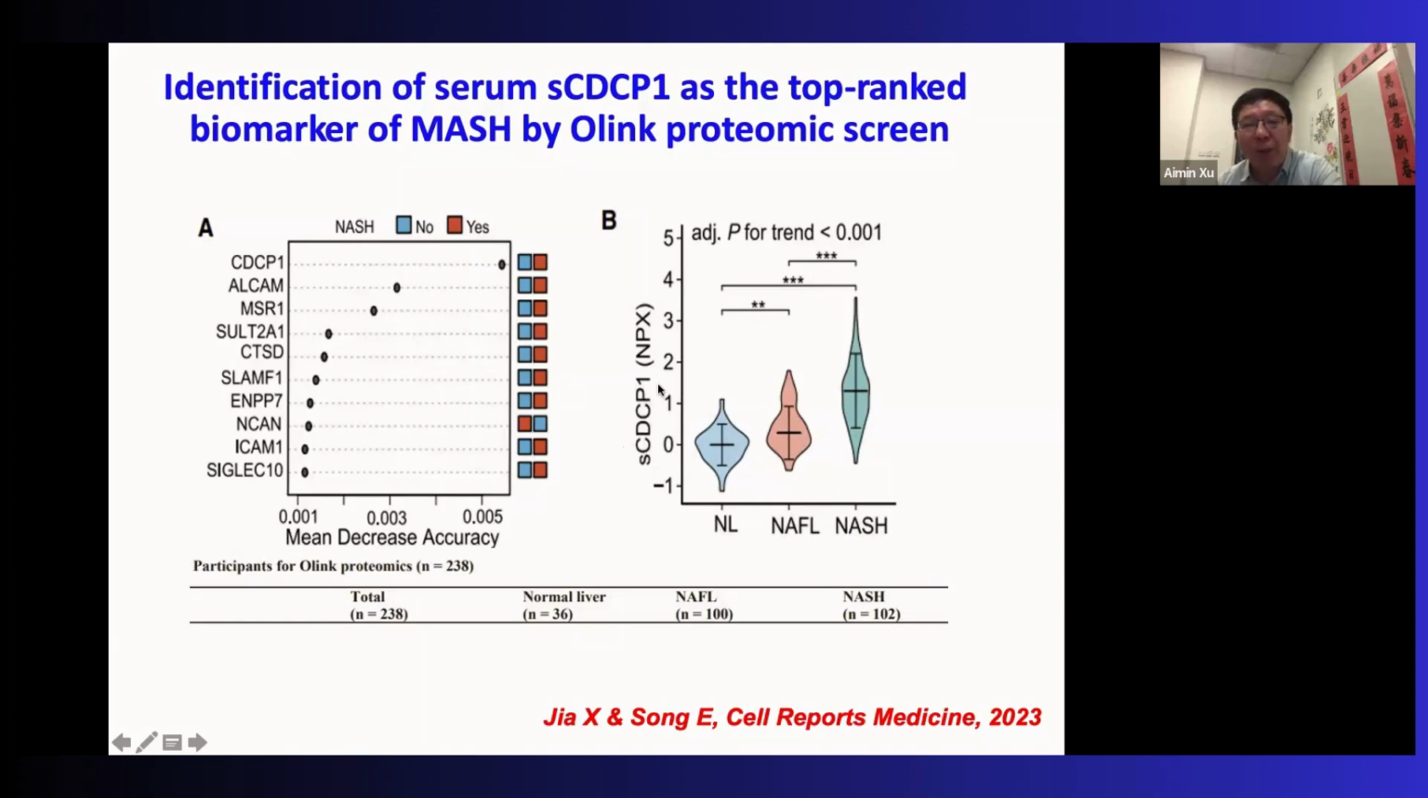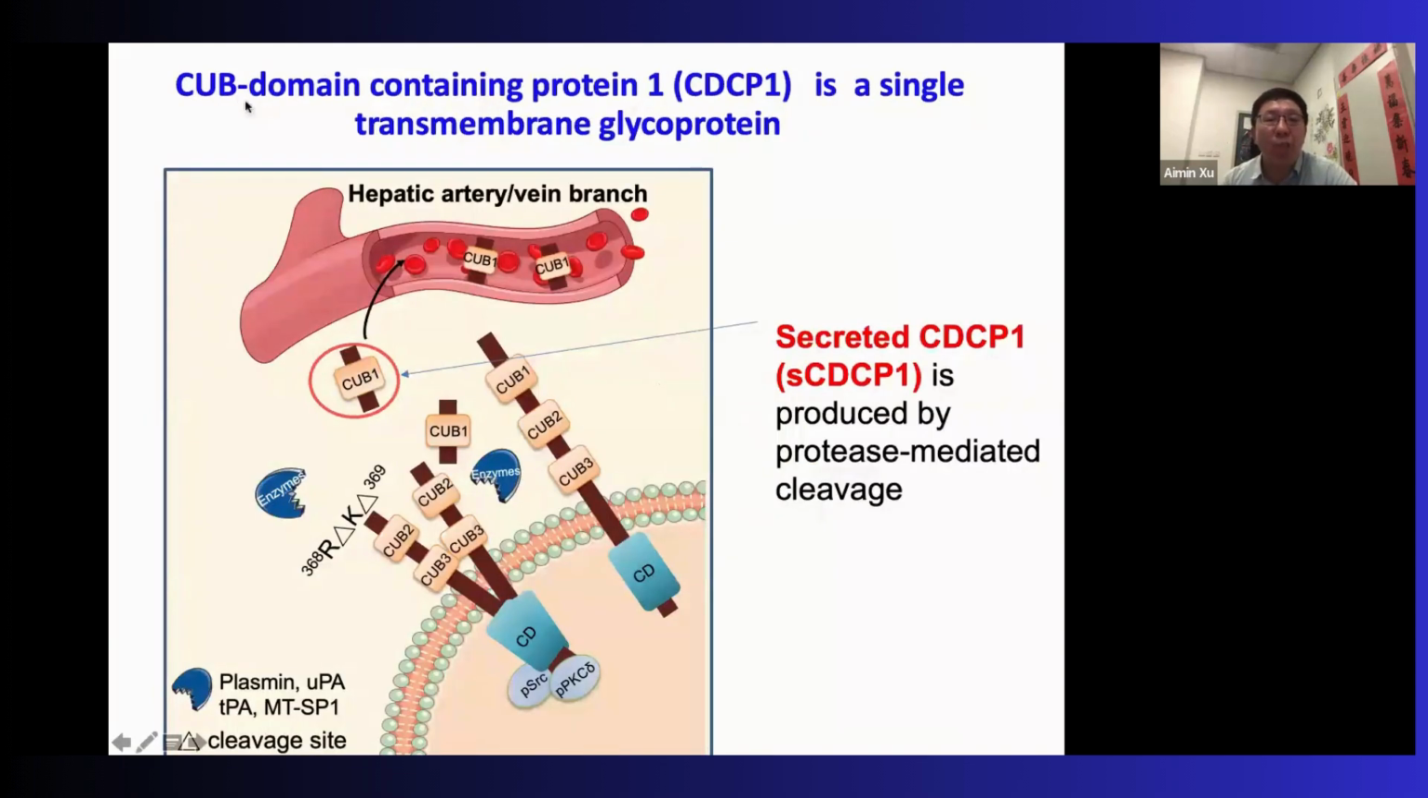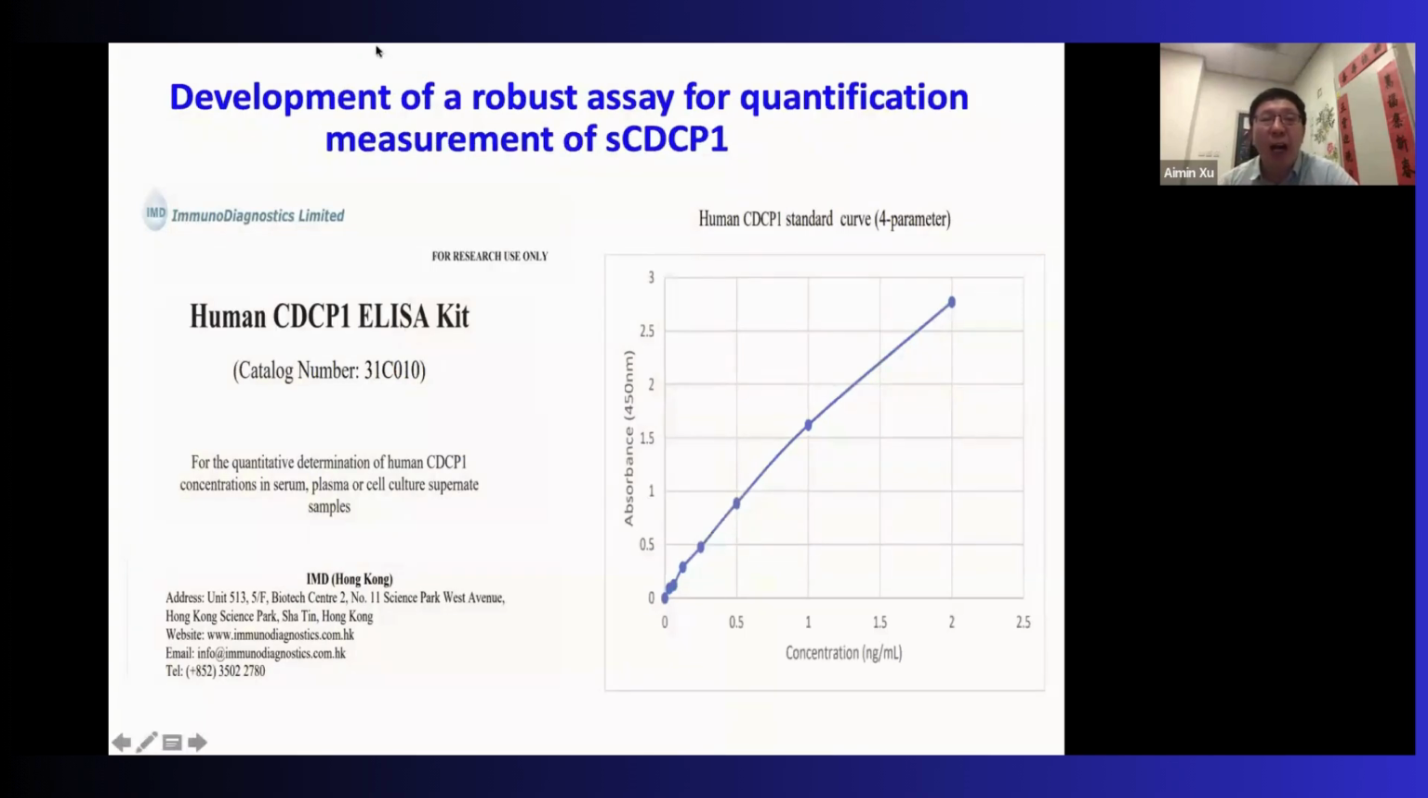CPCT1's full name is the CUB domain containing protein 1. This is actually a single transmembrane protein, but the secreted CPCT1 can be cleaved by proteases such as plasmin and also tPA or other proteases, and then released into the circulation. We have developed a highly robust assay for quantification of secreted CPCT1.